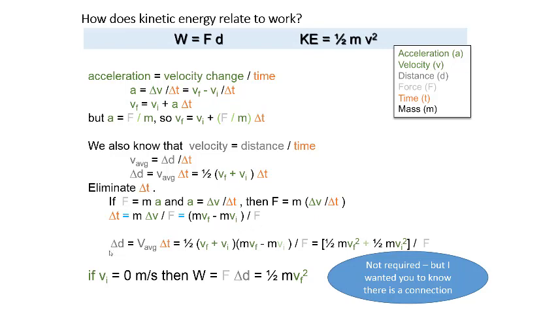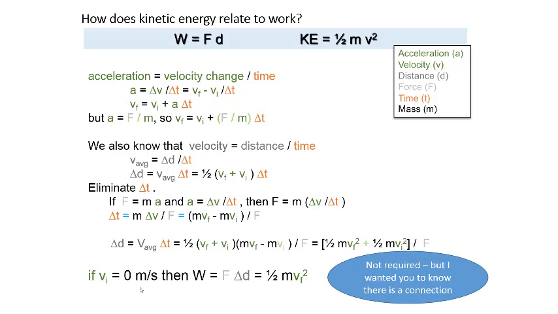That means our change in distance is equal to the average velocity times the change in time, and written out it looks something like this. And of course we can divide it by the force, meaning that when we resolve all this down, our expression is 1/2 mass times the velocity final squared plus 1/2 mass times the velocity initial squared over F.